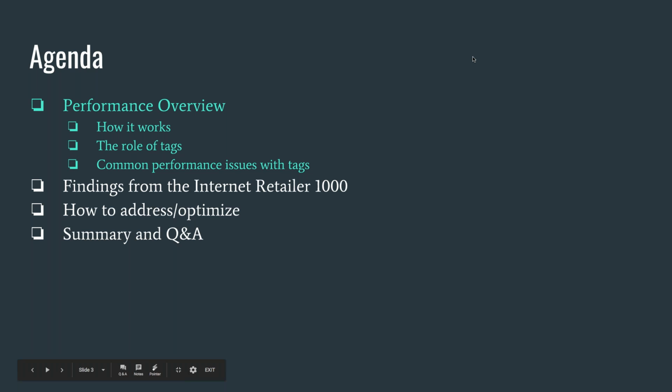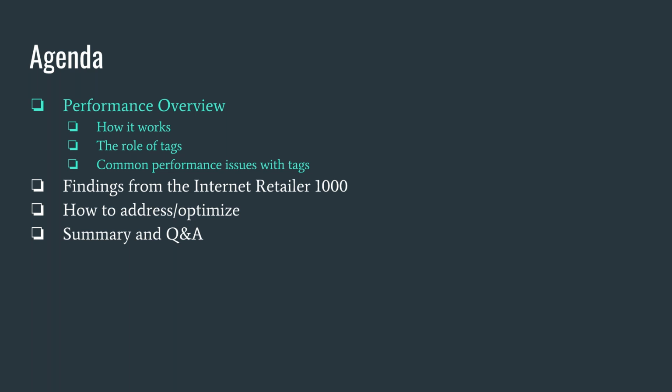Just to get into the high-level agenda, not a whole lot of different sections today. I want to go through first a performance overview. Just to recap, as some of you might be familiar, I think a lot of you might benefit from a refresh, an overview of how everything works with the web page, with the website, how tags play into that. And then I want to touch on some common performance issues due to tags. So why and how tags affect those different aspects, as well as what to look for.